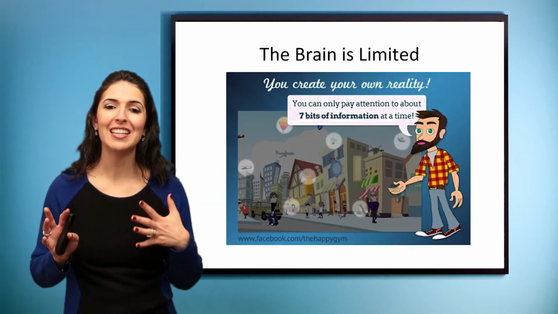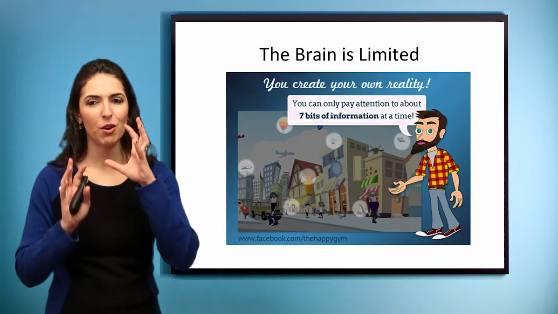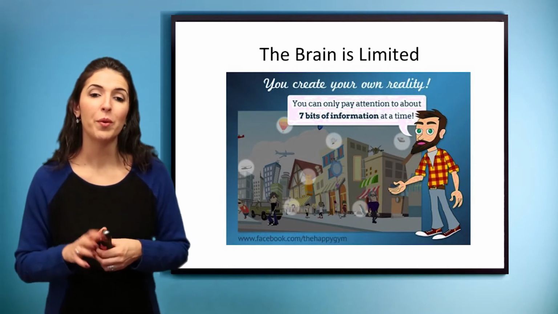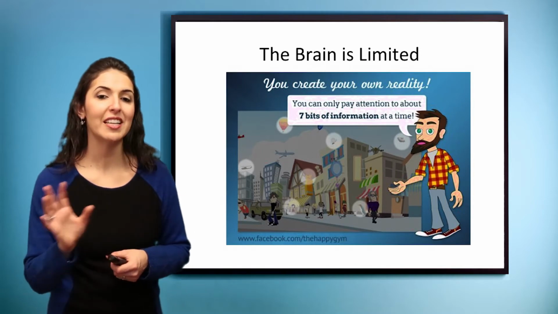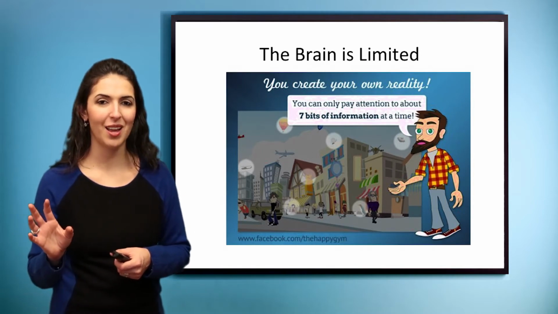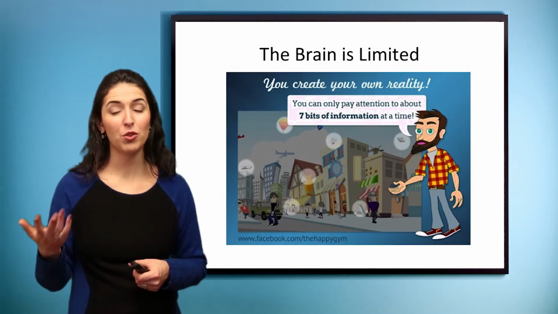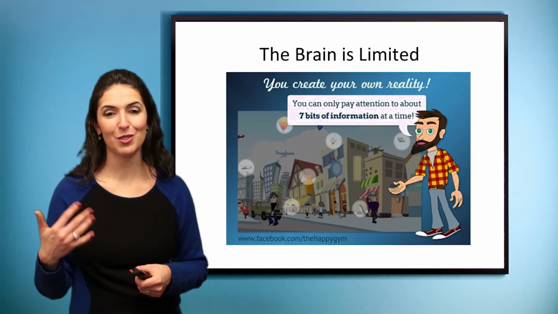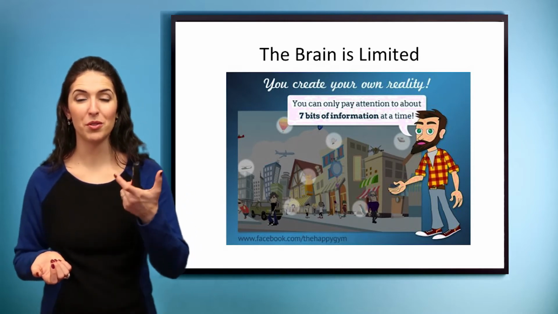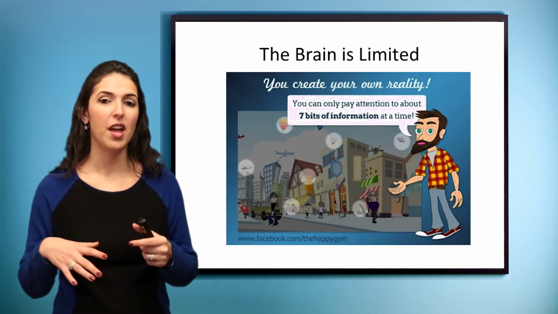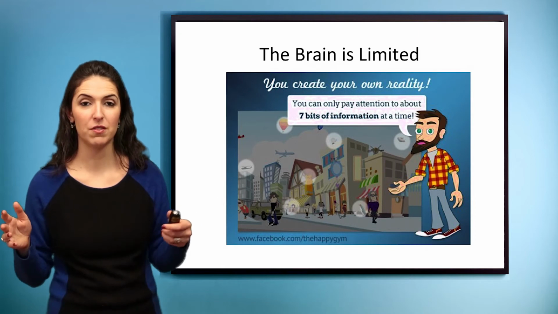And remember, your brain is limited. Technically, when it comes to our rational, logical thinking brain, we can only really pay attention to a limited amount of information. We usually say 7 bits of information at a time, 7 plus or minus 2. This is why many phone numbers are 7 digits, zip codes are 5 digits, because we are more likely to remember those numbers because they're smaller than a 13-digit zip code or a 13-digit phone number.